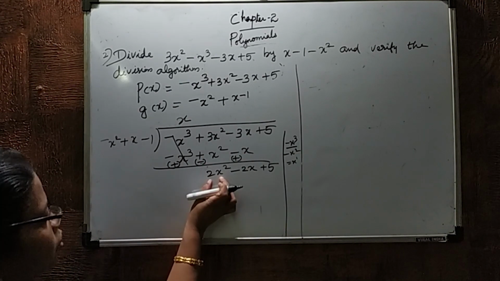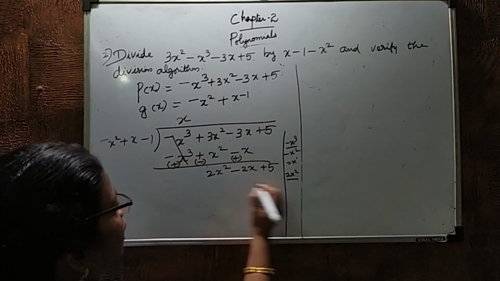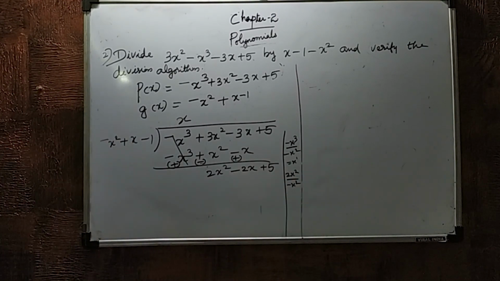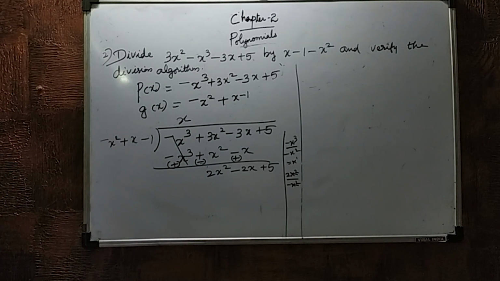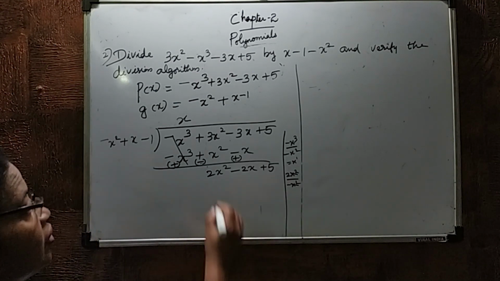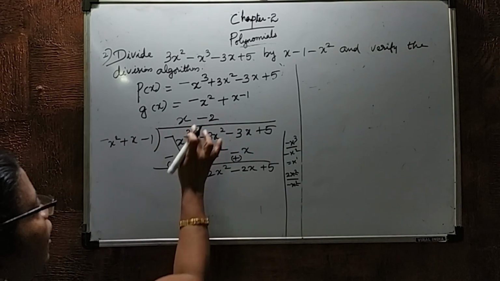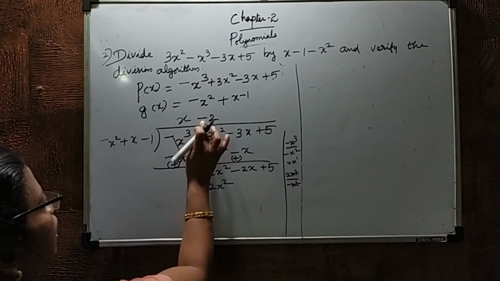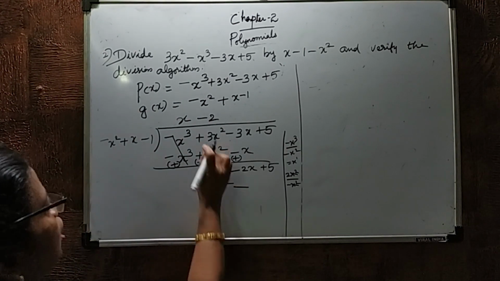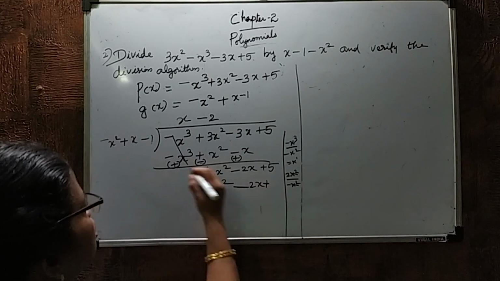Next step, plus 2x square divided by negative x square. So what is the next answer then? X square and x square cancel. 2 divided by negative 1, that means positive divided by negative, negative, minus 2. So it is negative 2 into negative x square, positive 2x square. Then minus into plus, minus 2 into x, minus 2x. Then minus into minus, positive, plus 2.